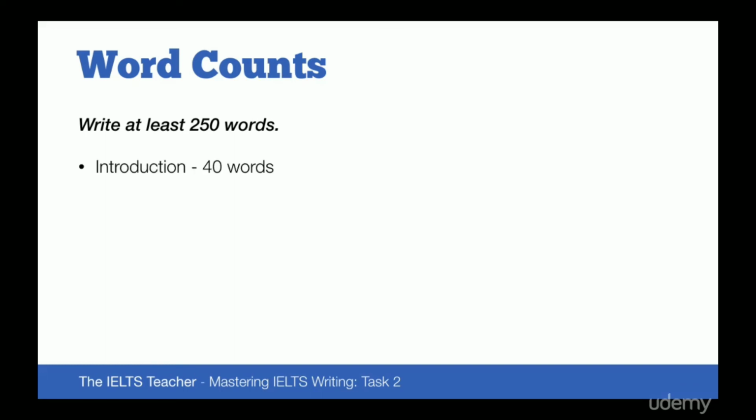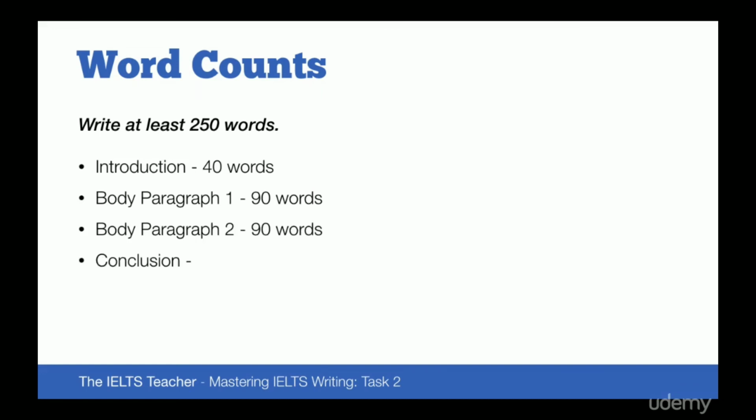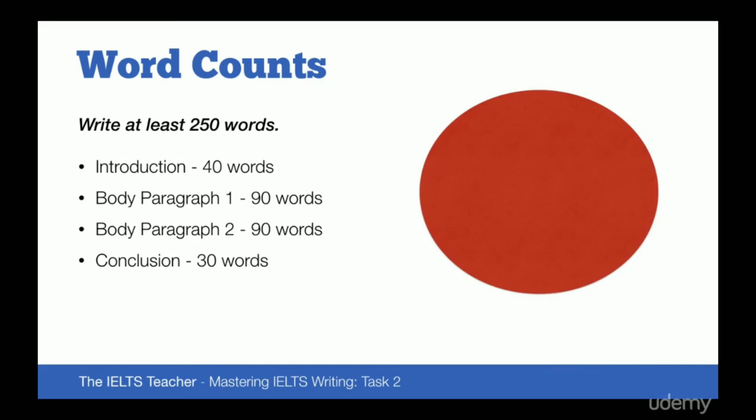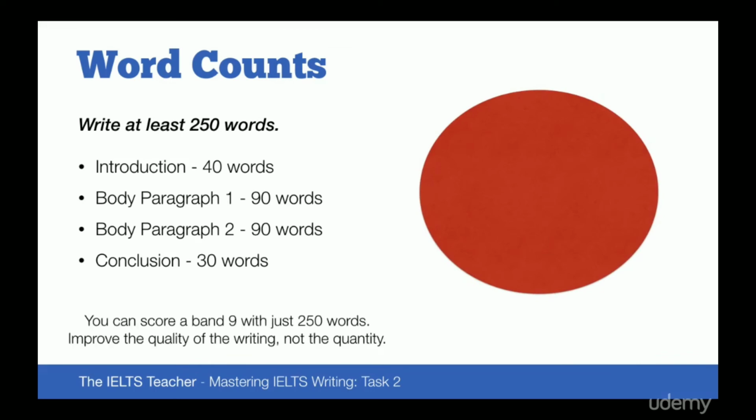The introduction should contain 2 or 3 sentences, 40 words. The body paragraphs, much more important to develop these. They should be about 90 words each, more or less. And the conclusion, a little bit shorter than the introduction, usually just 1 or 2 sentences, that can be 30 words. When you add up all of these numbers, what you have is 250 words.